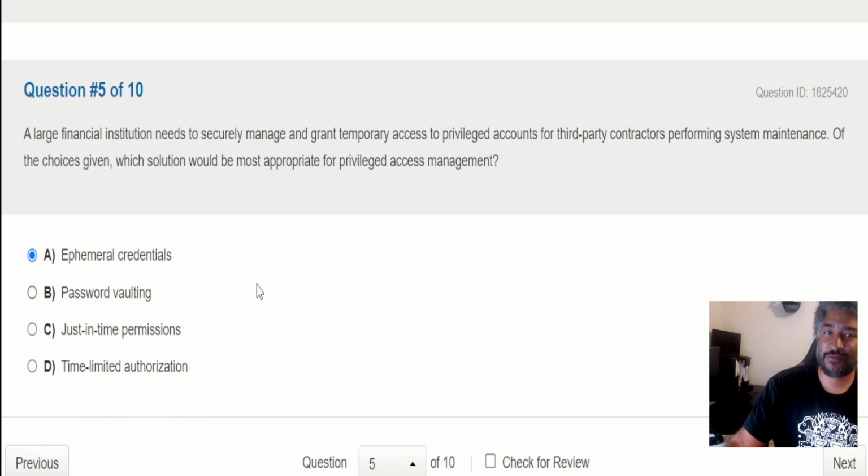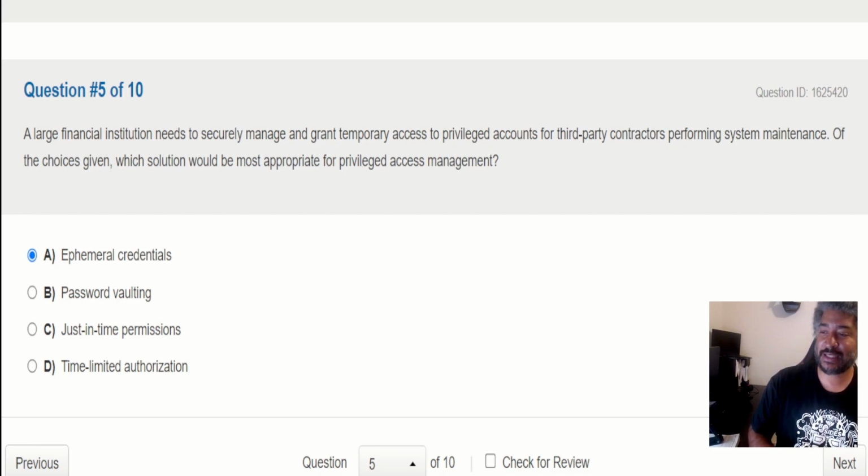The word ephemeral means temporary, which I don't know if that helps or not. Ephemeral credentials refers to temporary, short-lived credentials generated dynamically for access privileges, accounts, or resources. Whereas with time-limited and just-in-time, it's more of a manual process.